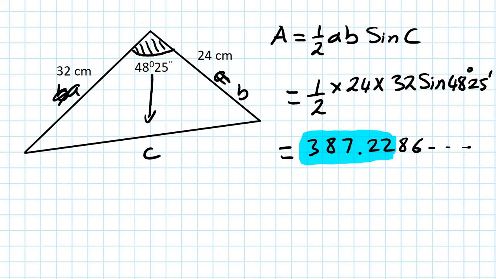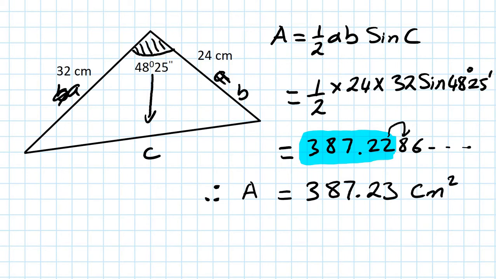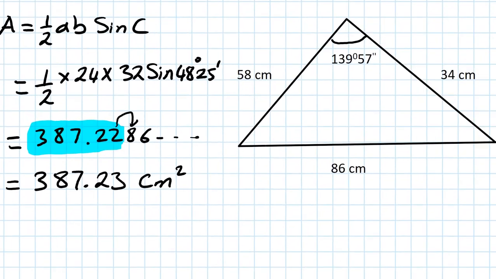Before you even write that down, you need to look at the number next to the 2 first. This number here is 8, which is greater than 5, so you add 1 to 2. This means you get 23 instead of 22. So therefore, my area is 387.23. And please do not forget to write down the unit. The unit in this case, because it's area, is centimeter squared. So that's the answer. Now let's move on to this one here.